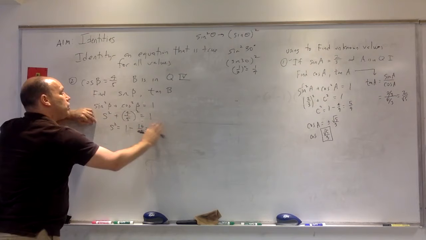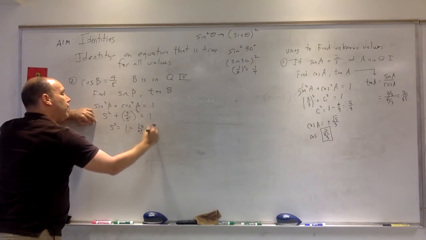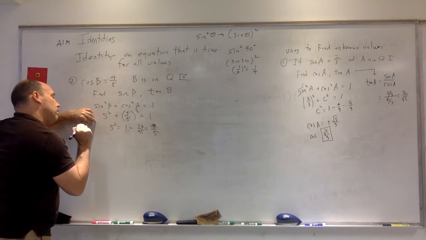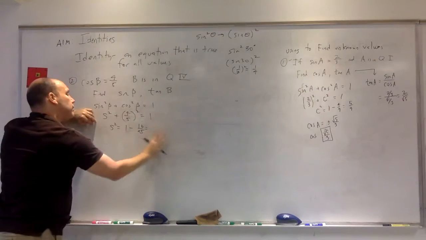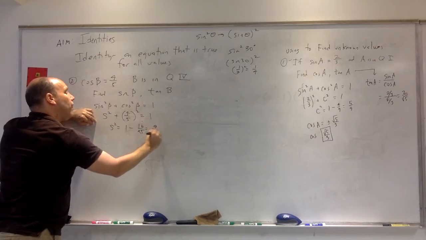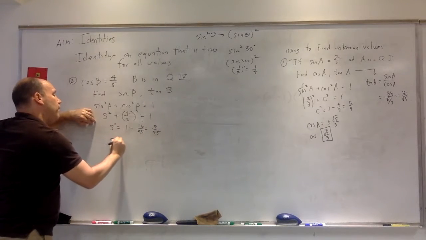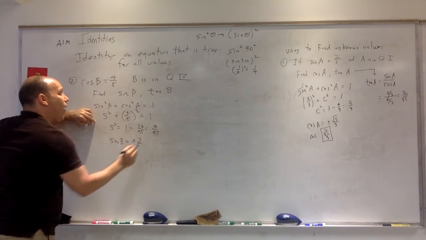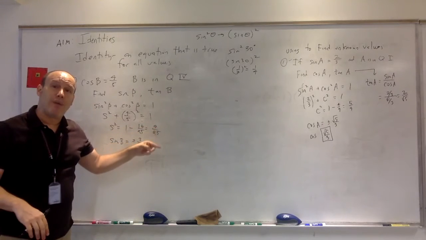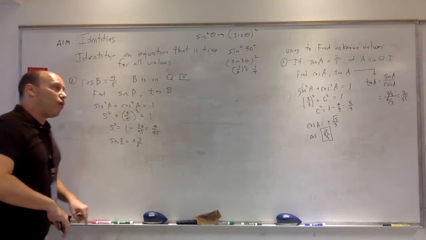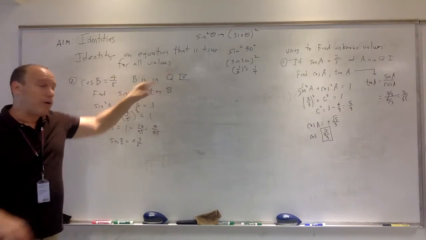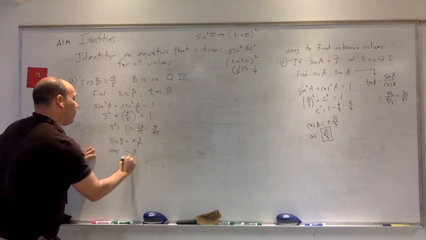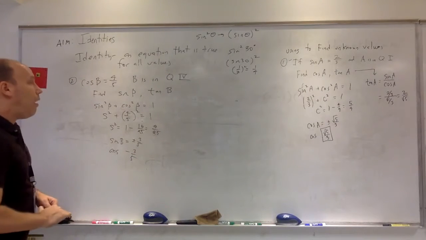What's going on with the tangent? Same thing. The tangent of B, we know the tangent is sine over cosine, so it's negative 3/5 over 4/5, which is negative 3/4. We know this is correct because the tangent is negative in the fourth quadrant, so the answer should be negative. Is there a faster way to do this? Well, geometrically, it's probably your best bet to do this a little faster.